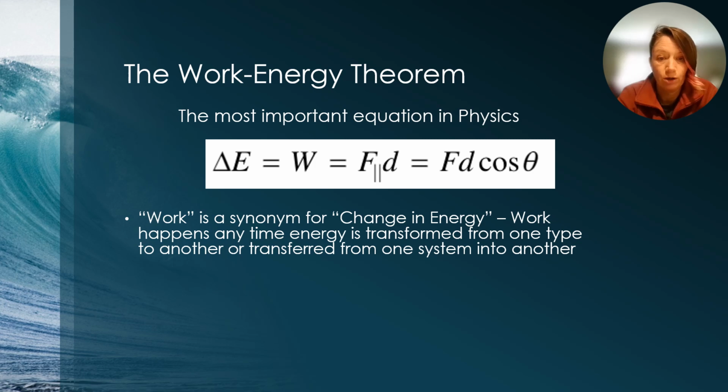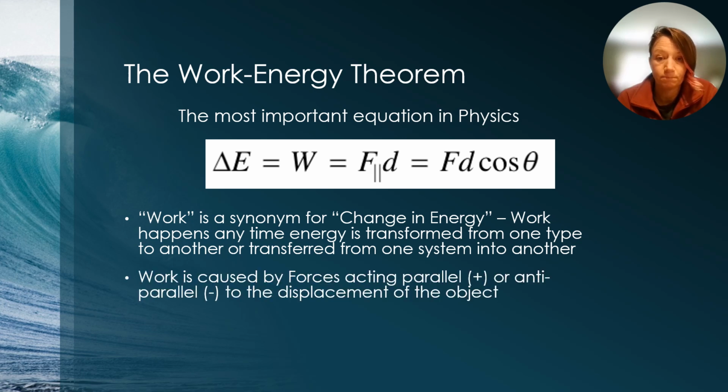So when you learned about energy in the first place, you probably know that objects' energy increases, decreases all the time. Every time that energy is changing, in physics, we'll say work is being done. So anytime energy is transformed from one type of energy to another, or being transferred from one object or system into another, work is happening. So W equals delta E.